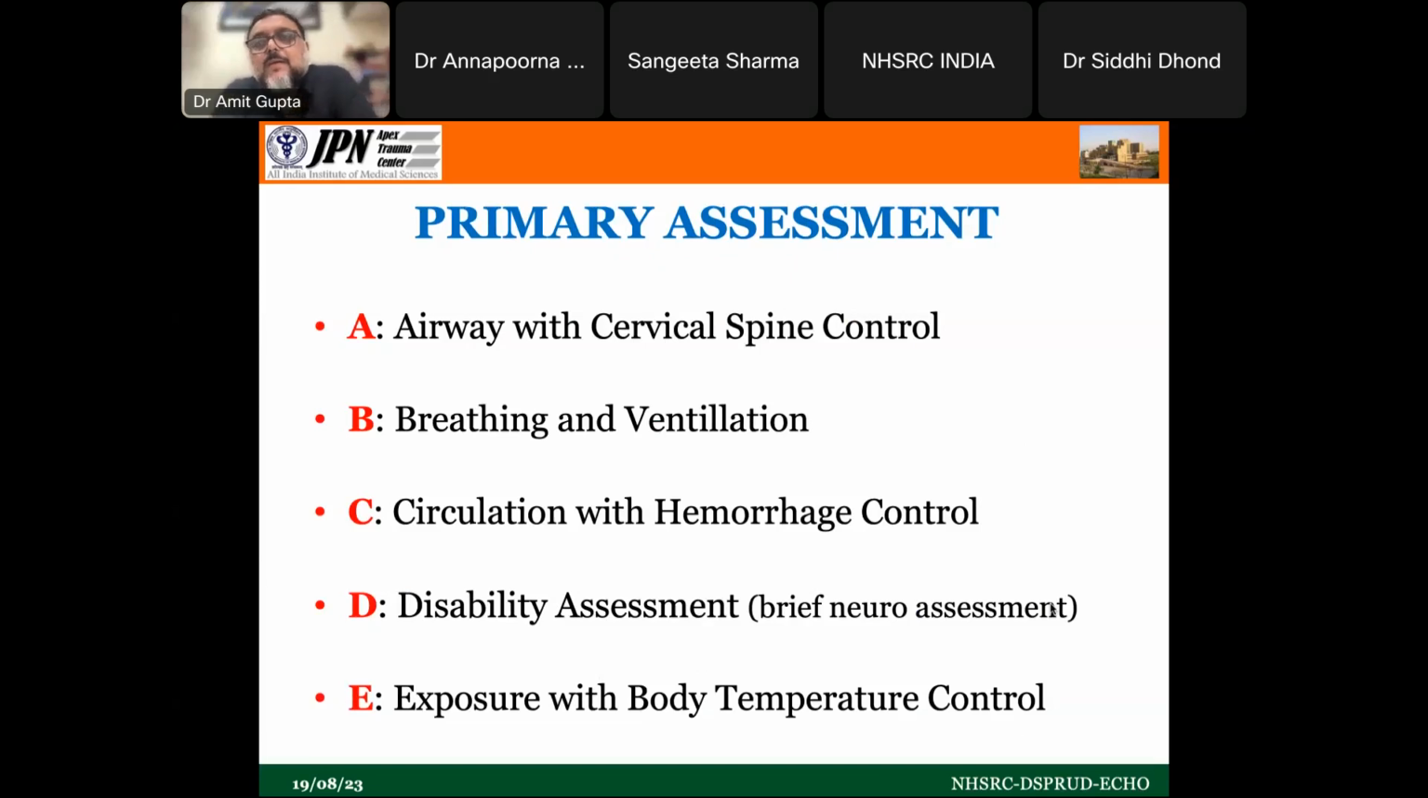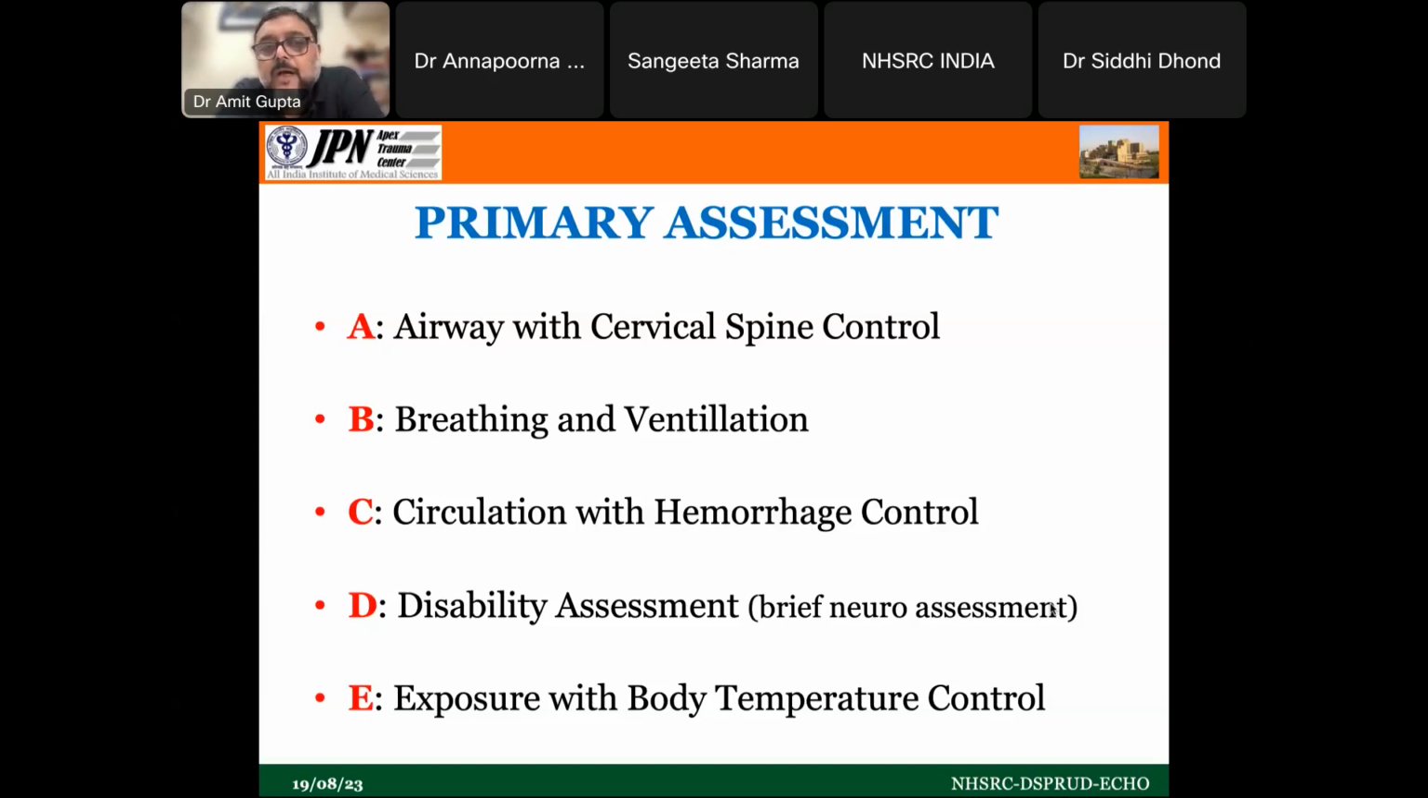Primary assessment, as I said, it is slightly different. The meaning of A, B, C, D, E is slightly different from ACLS or advanced cardiac life support. A in trauma means airway always with cervical spine immobilization, inline stabilization of cervical spine. B is breathing with adequate ventilation. C refers to circulation and hemorrhage control. Remember, if the person is bleeding from somewhere, you have to control it, no matter howsoever blood or fluids you give. Finally, the answer lies in controlling the hemorrhage.